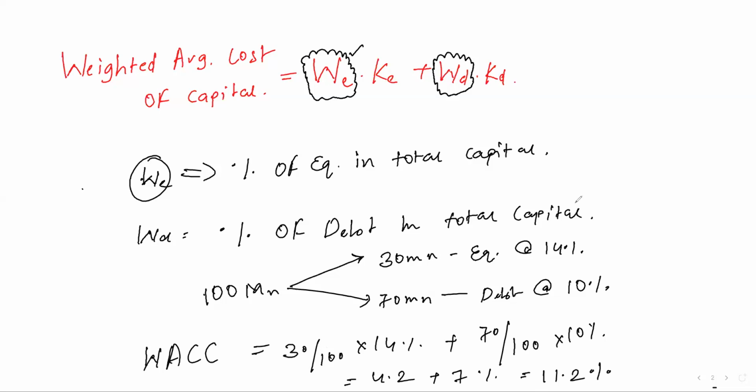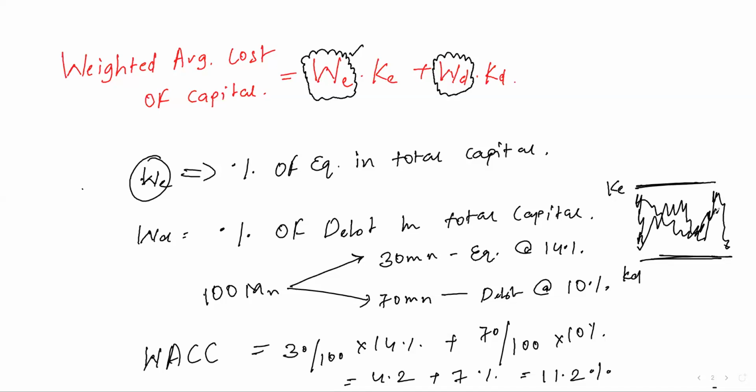Always remember the cap of weighted average cost of capital is cost of equity and floor of weighted average cost of capital is cost of debt. And weighted average cost of capital would be a value between cost of equity and cost of debt. If you are getting a value higher than cost of equity, then your weighted average cost of capital is wrong. If you are getting a value lower than cost of debt, then your weighted average cost of capital is wrong. So this was about weighted average cost of capital.